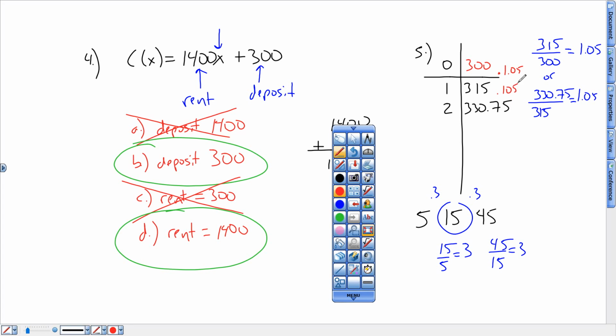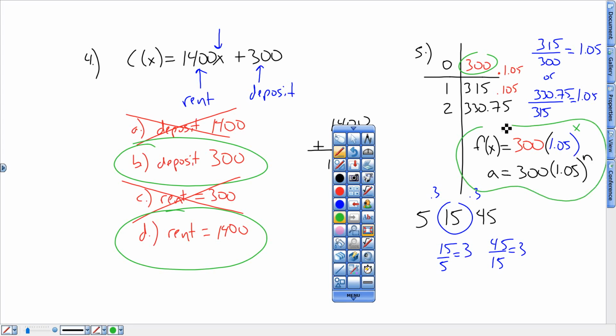This wants the zero term, so I'm going to use this 300. This explicit function is f of x equals that zero term 300 times that key r number that I got by dividing. And since this is the zero term, that's just plain old x right there. If they had you use different letters, I could use a 300 1.05 and put an n up here. So just be aware they're going to be using those letters right there. For number 5, explicit form using the zero term.